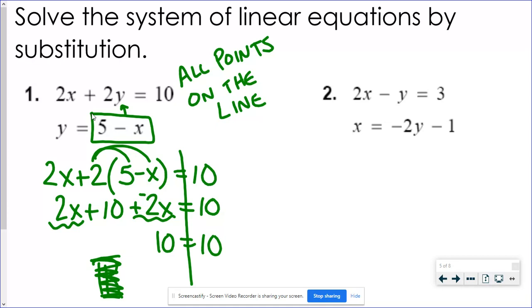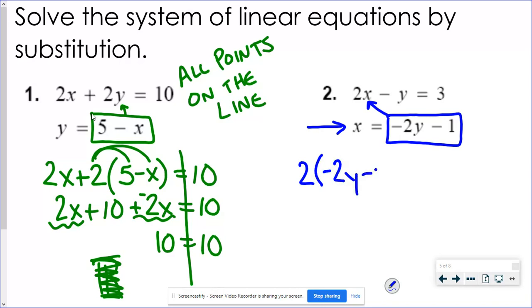For number 2, this time I have an x by itself. Remember, it doesn't have to be the y that's by itself. This problem happens to say x equals, for this equation right here, x equals -2y minus 1. This is what the x is equal to. That stuff is going to go instead of that x. So I'll have 2, and then instead of x, I would put this stuff in parentheses. Minus y equals 3. And again, we're good at solving equations.